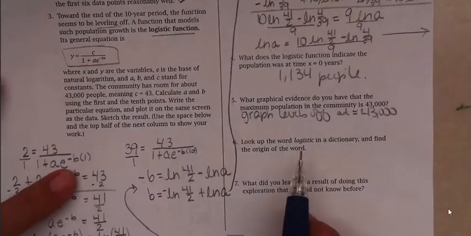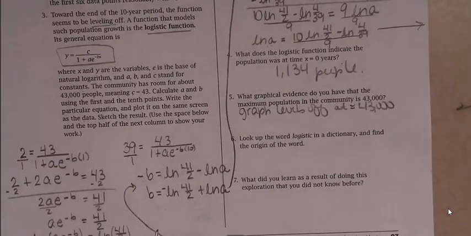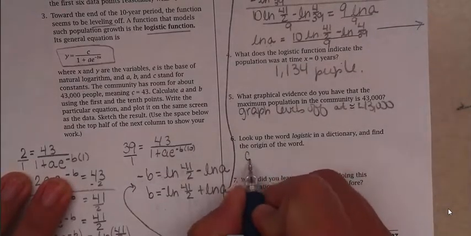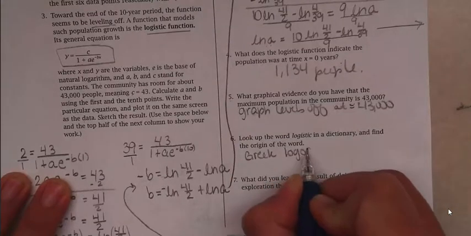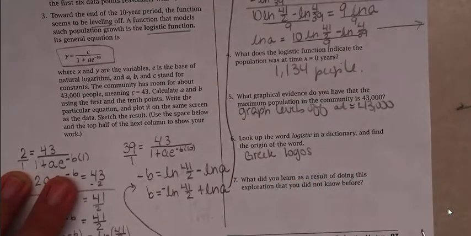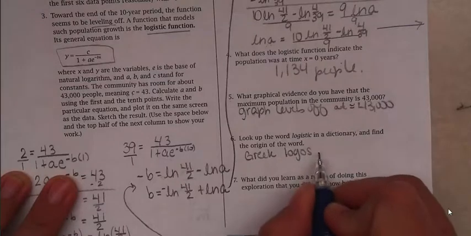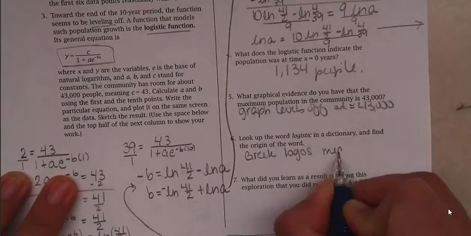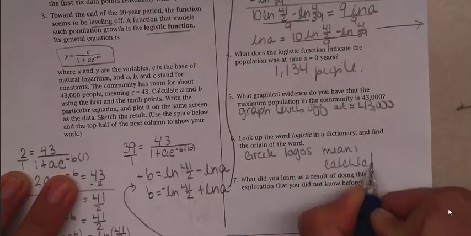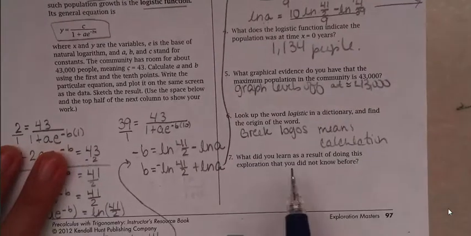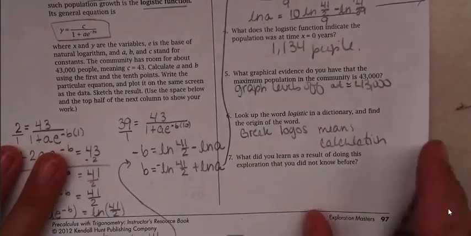Look up the word logistic in the dictionary and find the origin of the word. Well, like most words, it comes from Greek, the Greek word logos, which means word or calculation. I'm going to put means calculation. And I'll let you finish number 7. What did you learn as a result of doing this exploration?